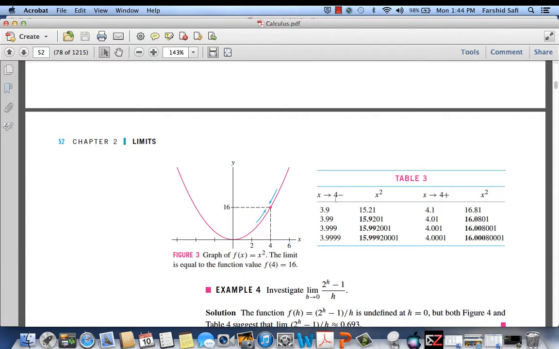You can see that numerically here. Approaching 4 from the left, we're getting closer and closer to 15.999, close to 16. As you approach 4 from the right, we're also getting closer and closer to 16.